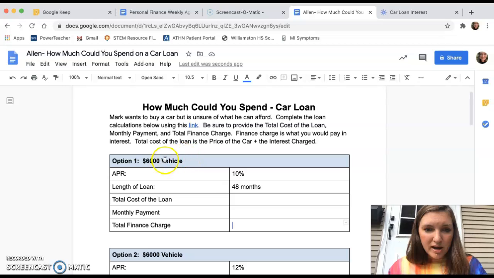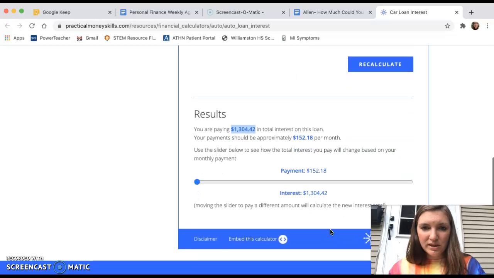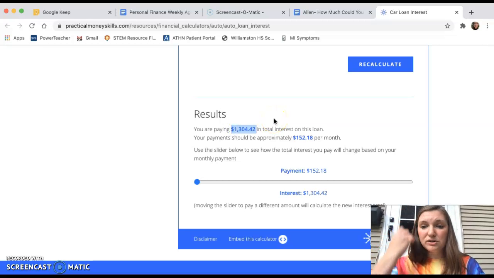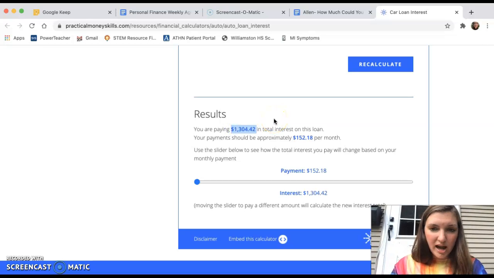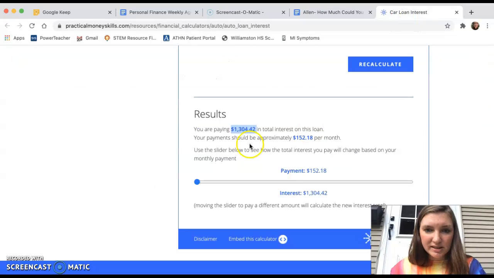So $6,000 vehicle, 10% interest, 48 months. Okay, so this tells me how much interest is on this loan. This is the total finance charge right here, $1,304.42. So I can hit copy, and I'm going to paste that right in here. Our monthly payment is going to be $152 per month. So I'm going to copy and paste that in here.